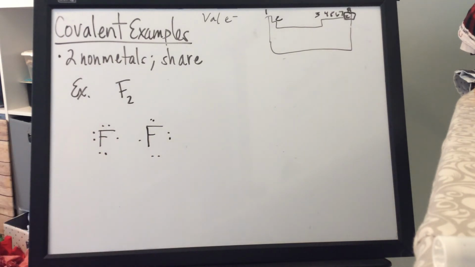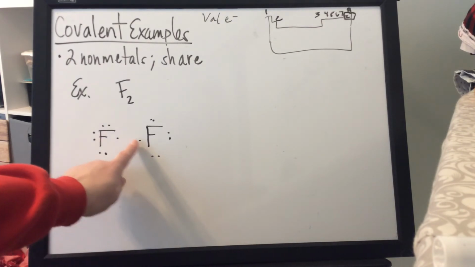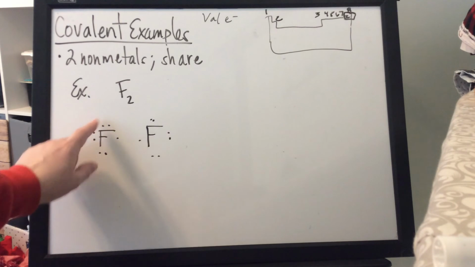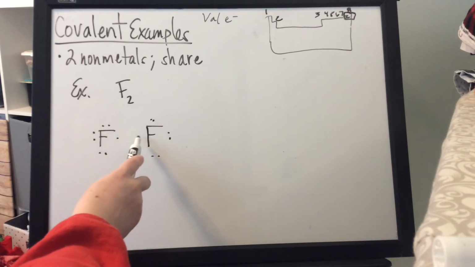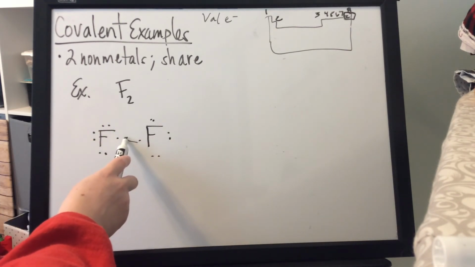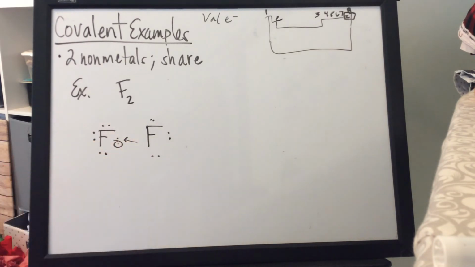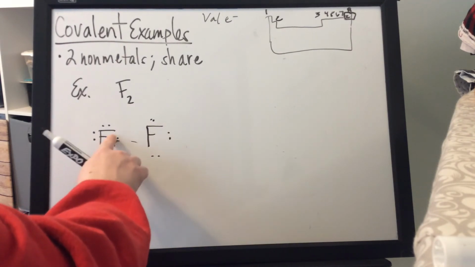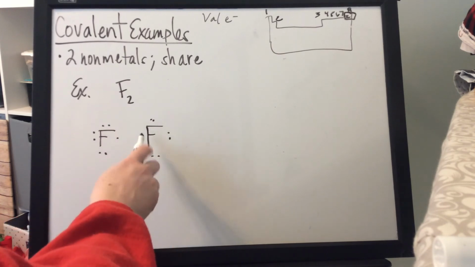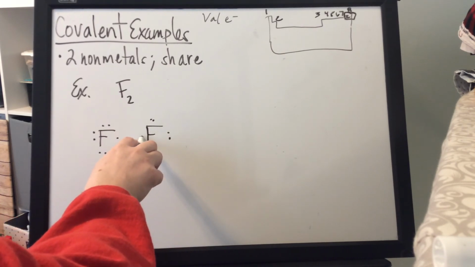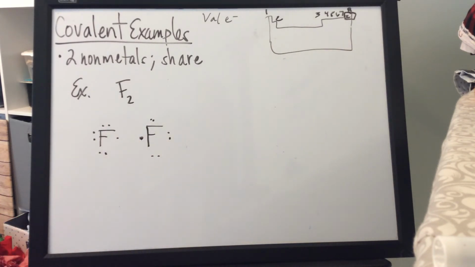And I have a second fluorine who comes in with 7 valence electrons. Now, if you were to think about this in the same way we thought about ionic, you might think, well, maybe this fluorine gives his electron to this fluorine. Don't do it on your paper, but I'll do it. If this fluorine gave an electron over here, this one's good, but now this guy only has 6 and we're never going to get there. So that must not be how covalent bonds work.